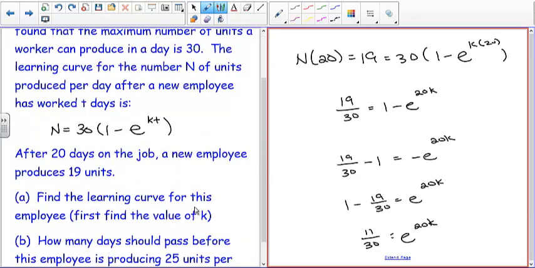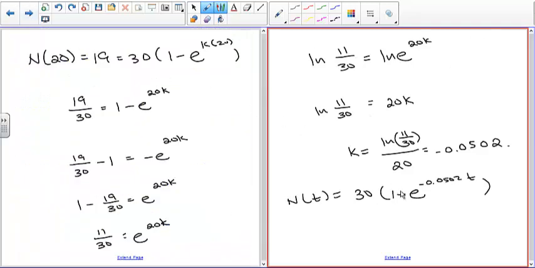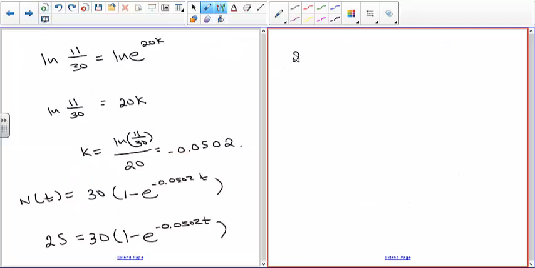First find the value of k. Then it says how many days should pass before this employee is producing 25 units per day. So again, we're solving for t given that we have everything here. So they're saying what is the time to produce 25? So we put 25 on the left-hand side. So we'll divide both sides by 30. And then we'll subtract 1 from both sides.